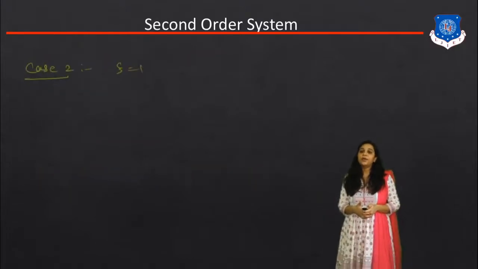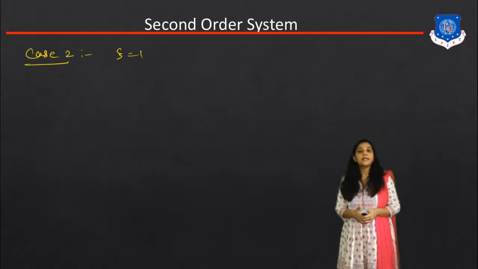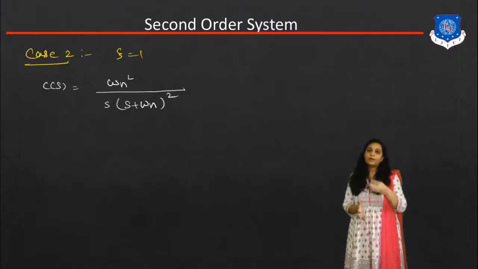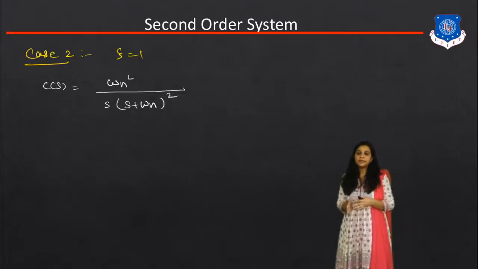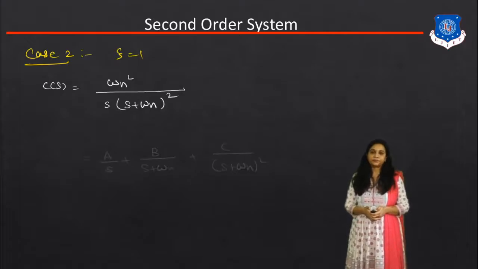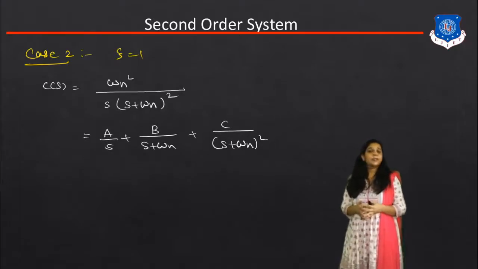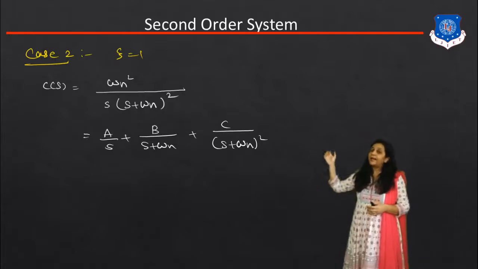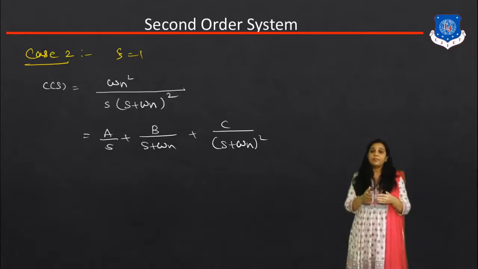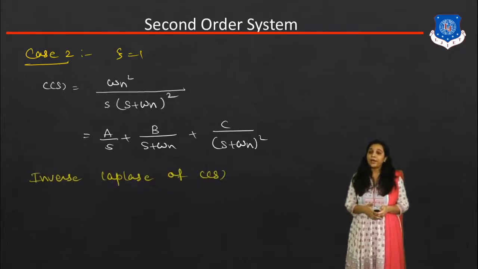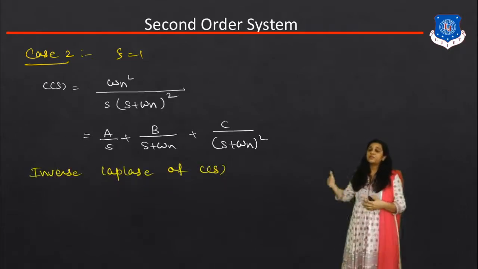Now case number 2: if we put zeta equal to 1, then C(s) is equal to omega n square upon s, in this bracket s plus omega n whole square. Now again use the partial fraction method. We get a by s plus b by s plus omega n plus c by s plus omega n whole square. Now we have to find the inverse Laplace of C(s).